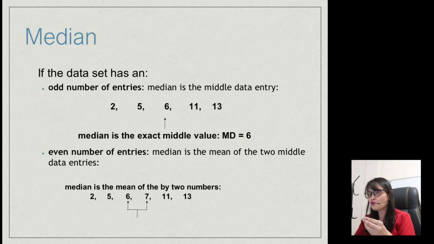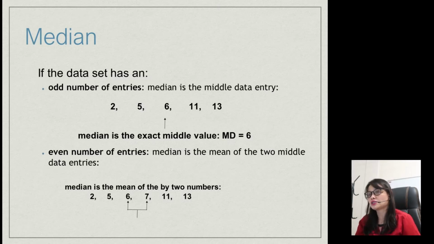So let's say 2, 5, 6, 11, 13. How many data entries do we have? 5. So your median will be 6. That is the middle number.